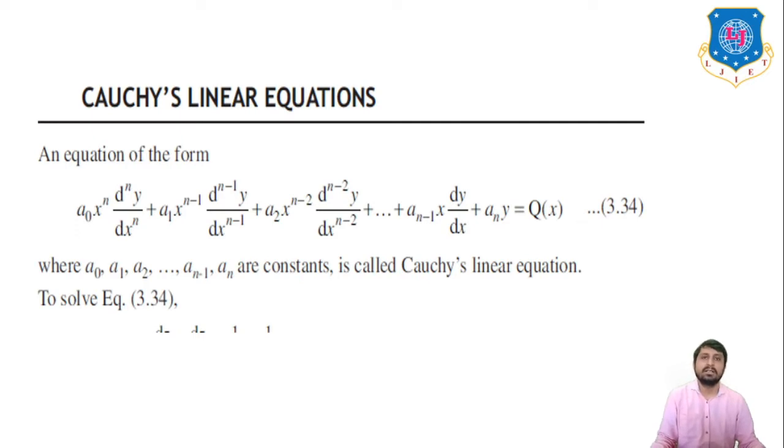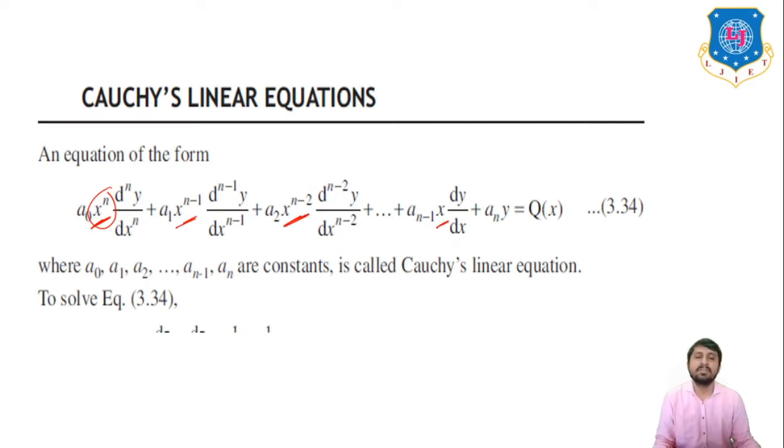Today we will discuss a very important topic of this chapter, the Cauchy linear equation. The general form of a Cauchy linear equation is an equation of the form with a0, a1, a2 up to an minus 1, an, which are all constants. The term with the nth derivative, d^n y by dx^n, is multiplied by x raised to n, then x raised to n minus 1, x raised to n minus 2, and if it is dy by dx, then multiply with x.